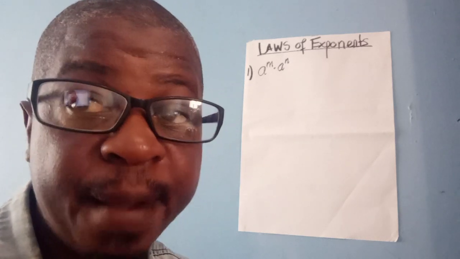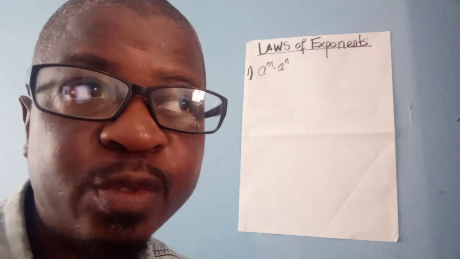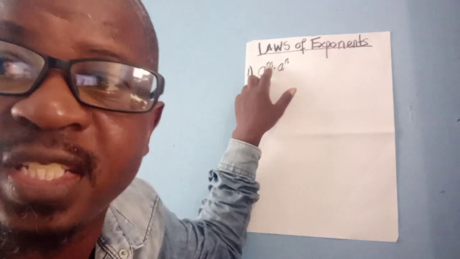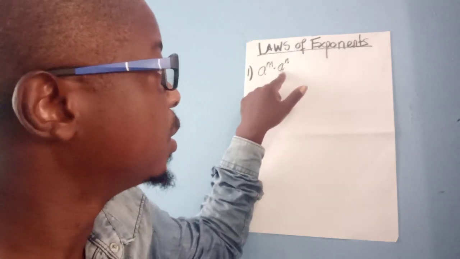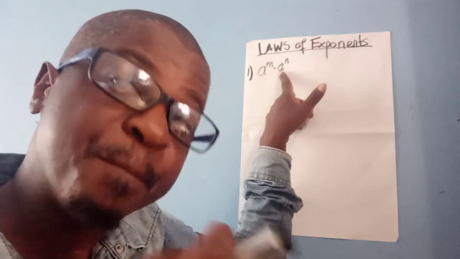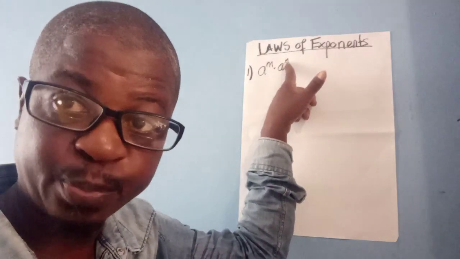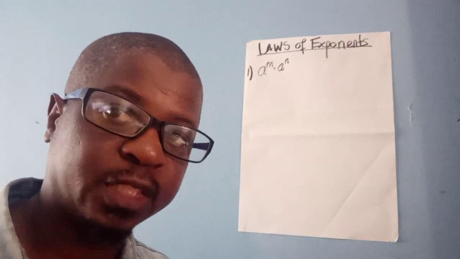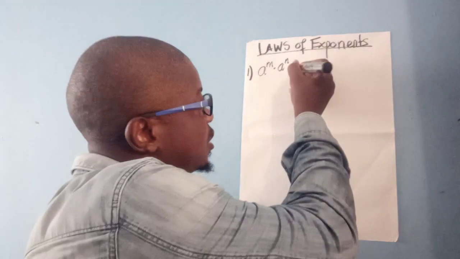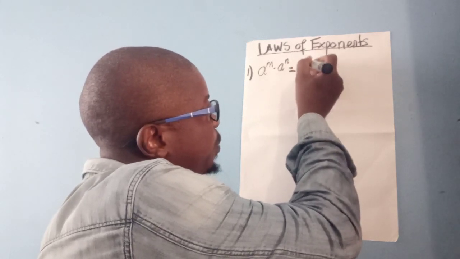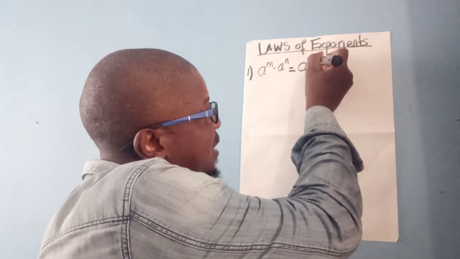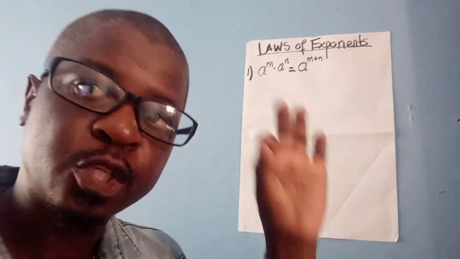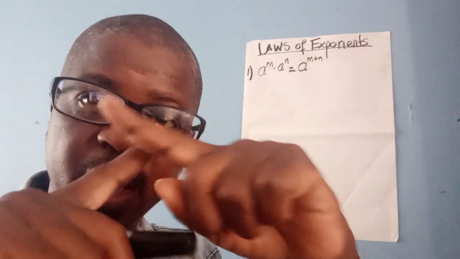a to the power of m multiplied by a to the power of n. Here is the base, and this one is the exponent. If I'm going to multiply with the same base and different exponents, as in m and n are different, we are going to change this to become a to the power of m plus n. So the powers or the exponents are going to add.